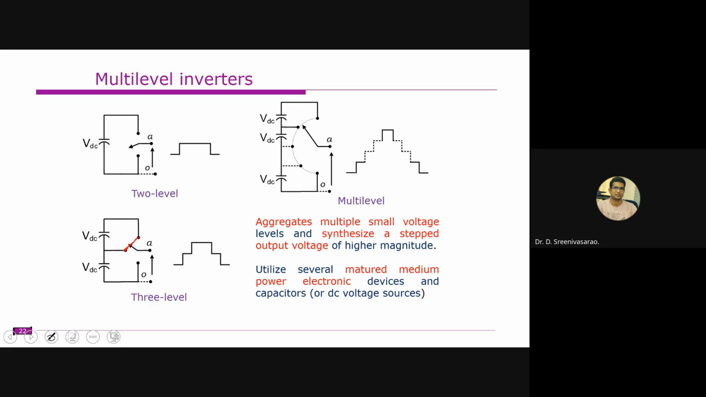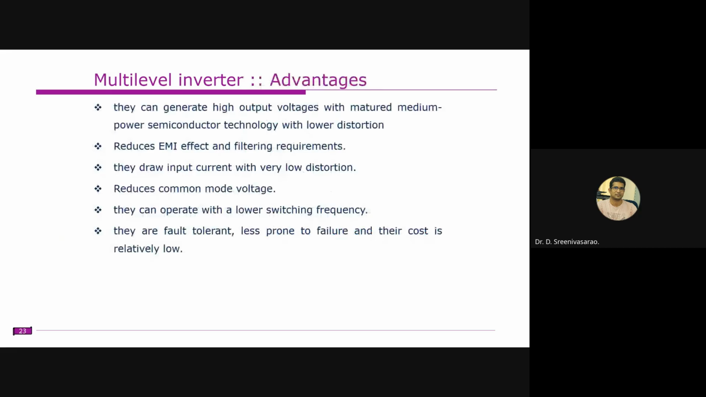Another thing is that if you are connecting a switch between these two, the blocking voltage of that switch need not withstand the full voltage. Only a portion of the voltage is what the switch is supposed to block. Even though the converter is of higher rating, let us assume if you have one more source, 4 VDC, in that case each switch is supposed to block only VDC voltage, not the entire DC link voltage. So this is an advantage here.